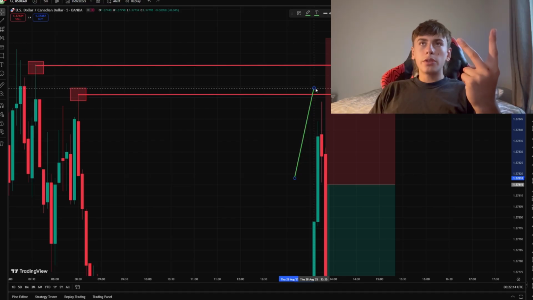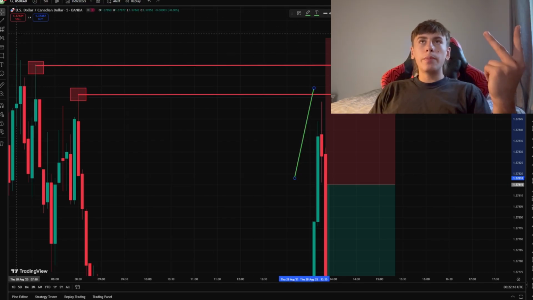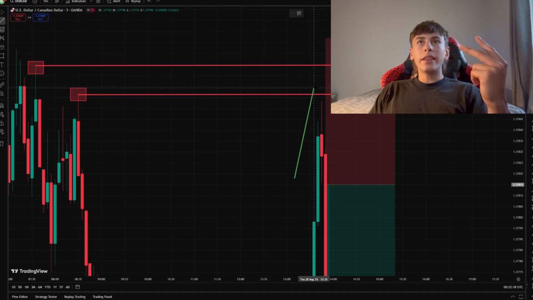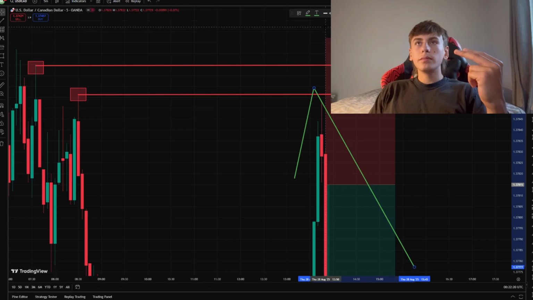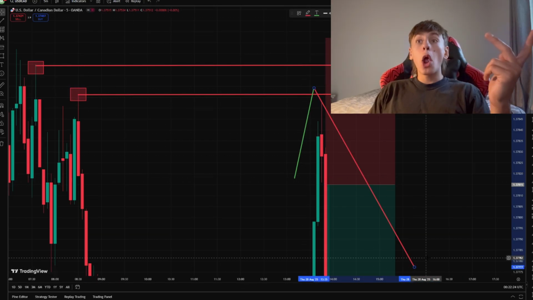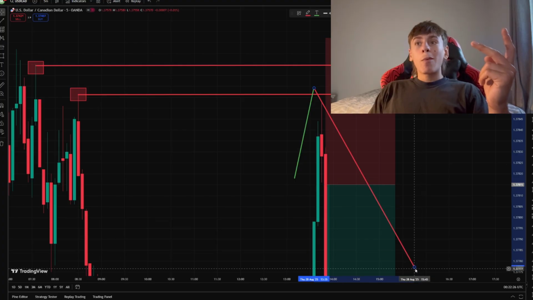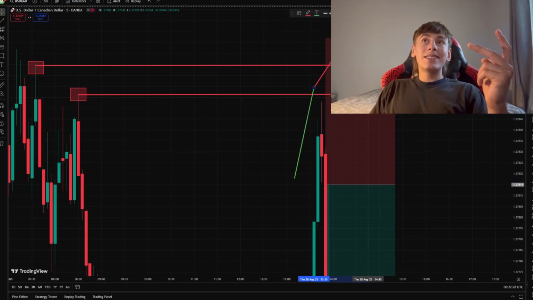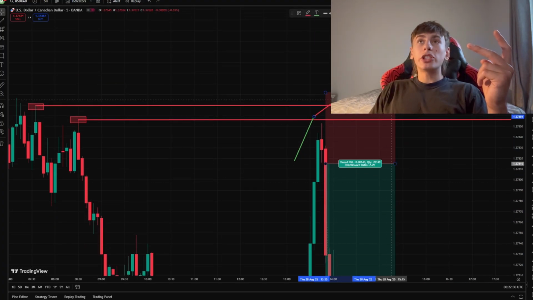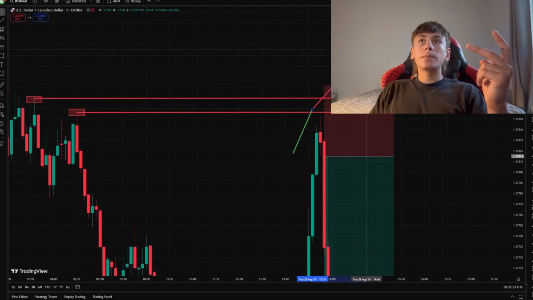The difference between the two is that if it's a liquidity sweep, price will move like this, downwards, right after it goes above these highs. Or what could happen is price decides to move even further, which is a liquidity run.